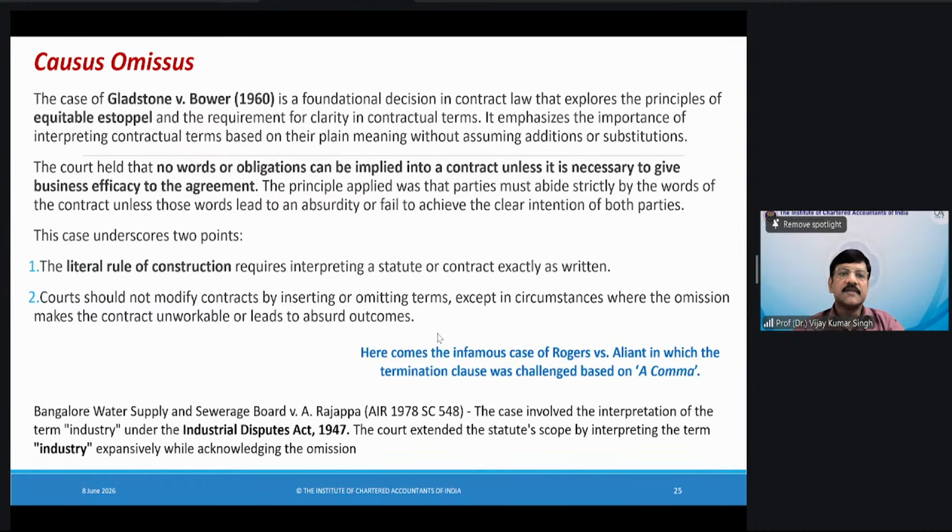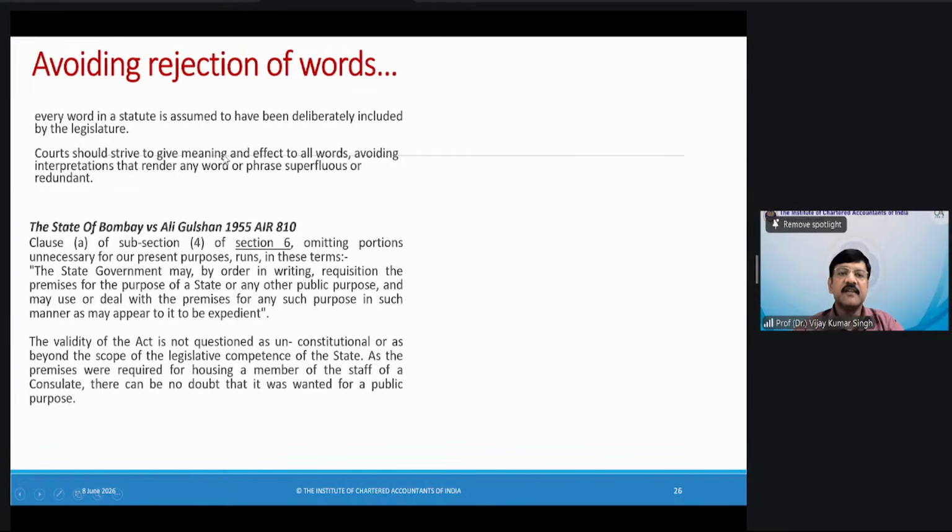Okay. Now let us talk about avoiding rejection of words. So you are not supposed to reject also the words. You cannot reject the words. Every word in a statute is assumed to have been deliberately included by the legislature. So courts should strive to give meaning and effect to all words, avoiding interpretation that renders any word or phrase superfluous or redundant.